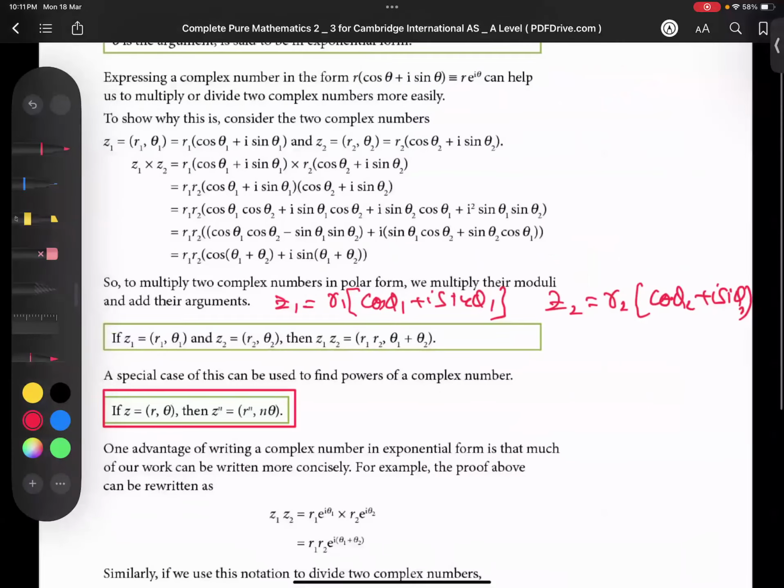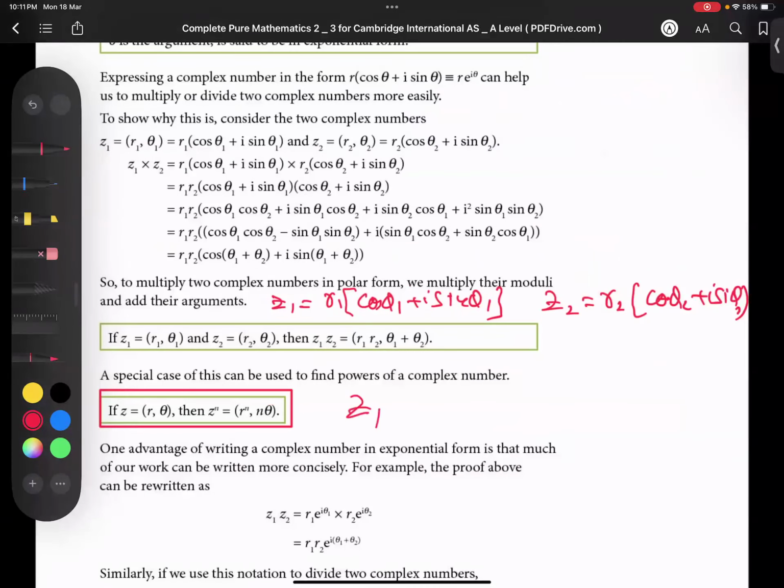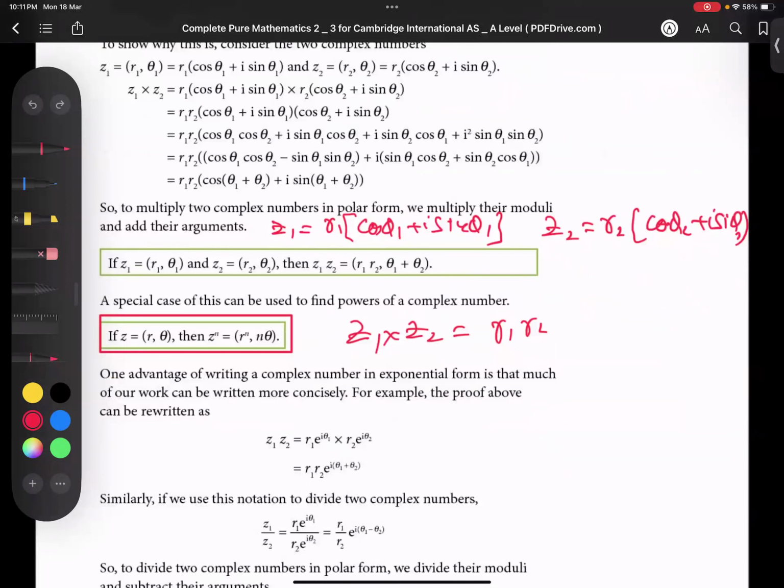So when they multiply Z1 into Z2, what is the situation? What will happen with the argument? The modulus will multiply simply and straight: R1 into R2, okay? But what about the argument? Our argument will not multiply, it will add. This is a rule. Whenever we have two complex numbers in polar form and multiply them, the modulus will multiply, but the argument will add.